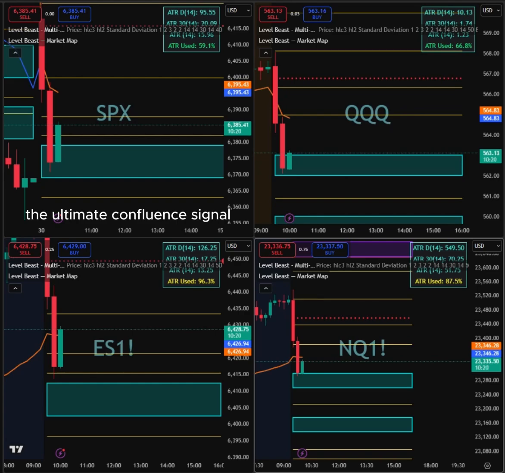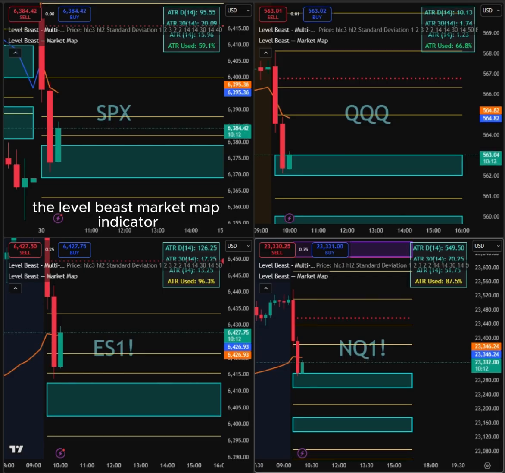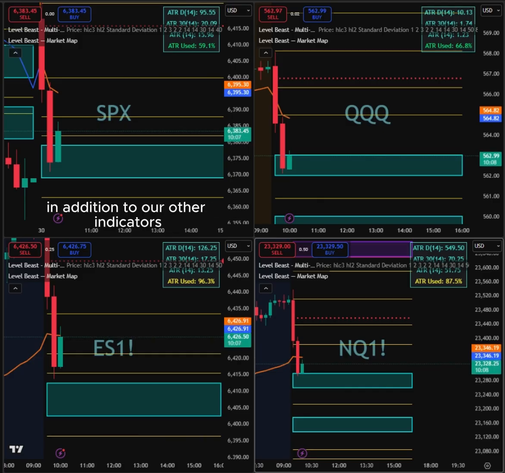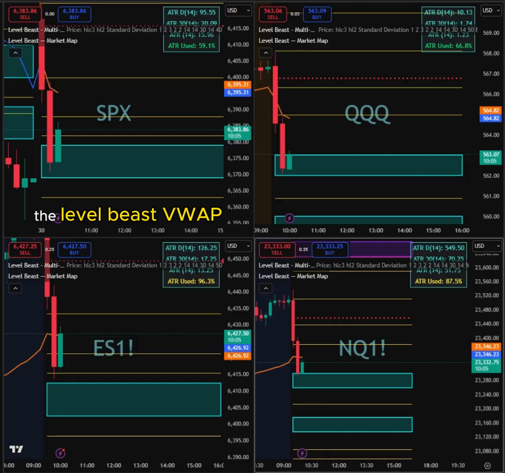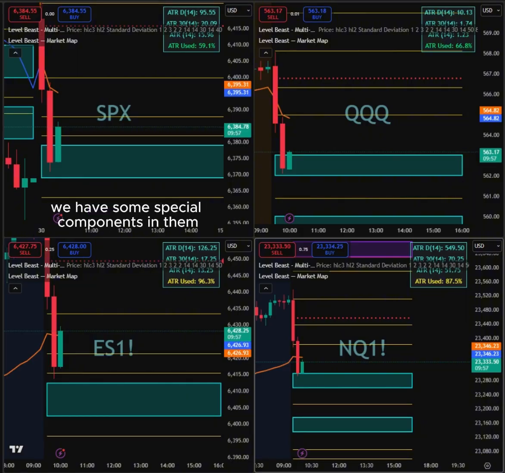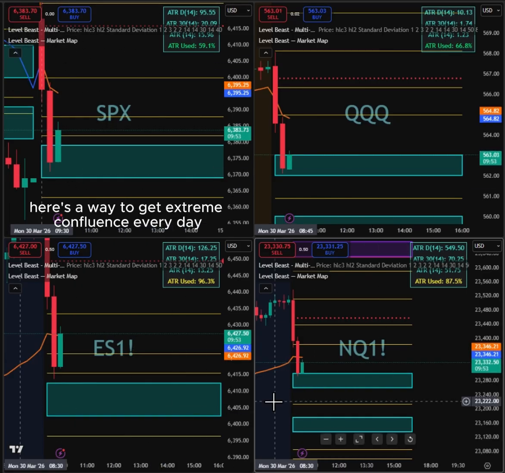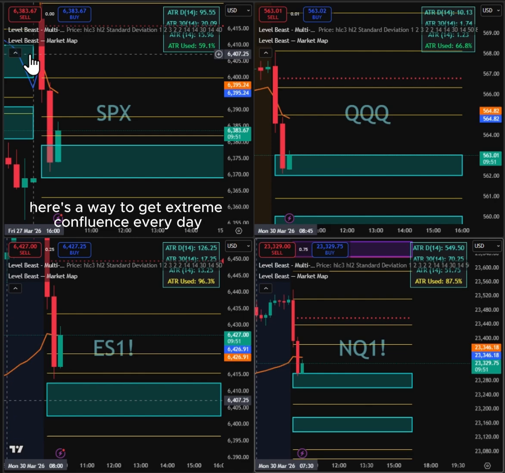The ultimate confluence signal. To get true confluence, you need reliable data and reliable indicators. The Level Beast Market Map indicator, in addition to our other indicators, the Level Beast VWAP ATR Advantage Plus, the Level Beast, all of our indicators, we have some special components in them. Our flagship is the Market Map. Here's a way to get extreme confluence every day.